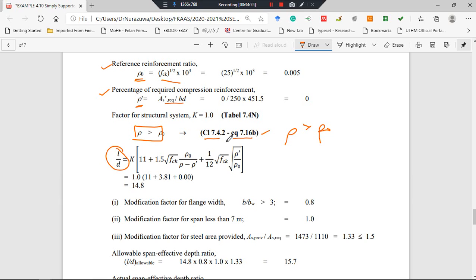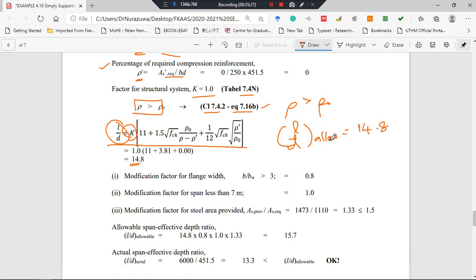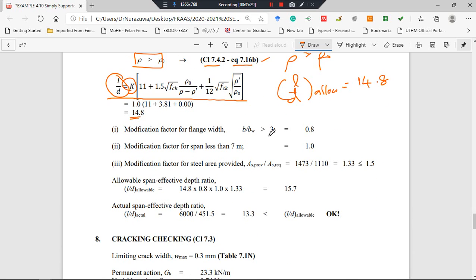For 7.4.2, the K from table 7.4, for simply supported, K is equal to 1, and substitute all these values into this equation. Finally we get the allowable L over D, meaning the maximum or optimum, is 14.8. However, you also need to consider this with the 3 modification cases.